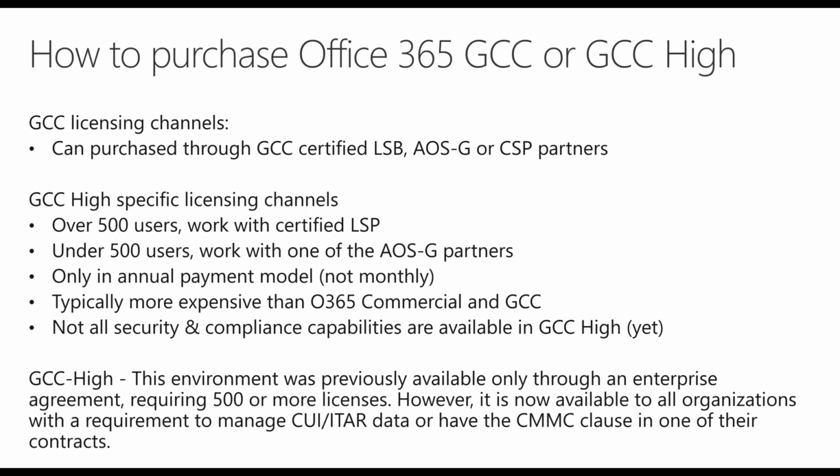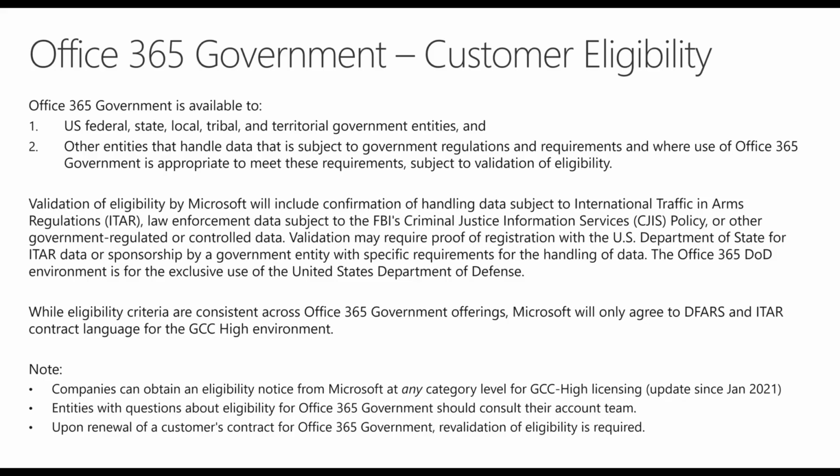And GCC High was previously available only through an enterprise agreement, requiring 500 or more licenses. So what's new is that you can get it through the AOSG for under 500. And now it's available to anybody that needs to manage CUI, ITAR data, or have a CMMC clause in one of their contracts. So the eligibility requirements are not super high there. I'm not going to go through this in too much detail here, but there's some more eligibility information which you can find online as well.